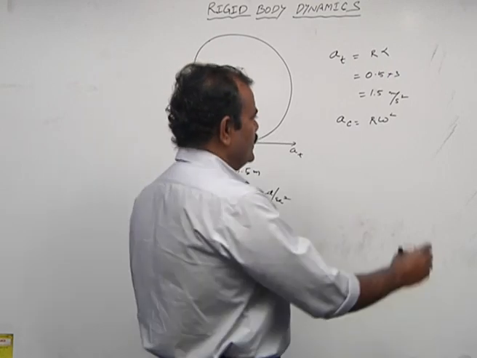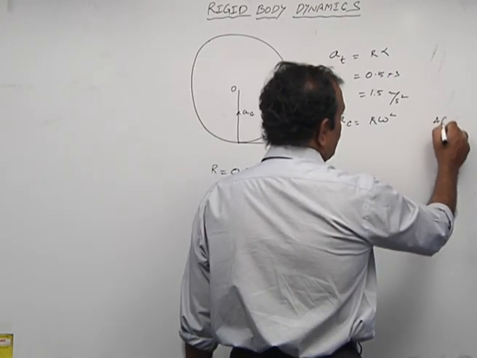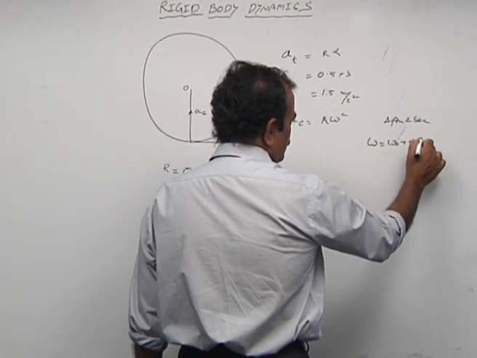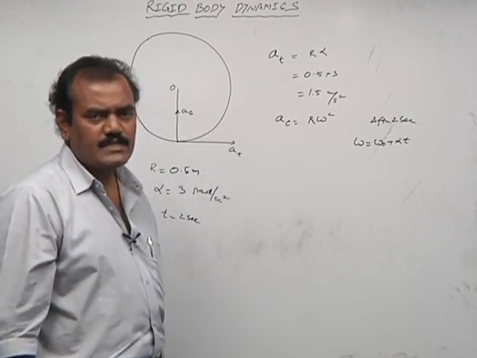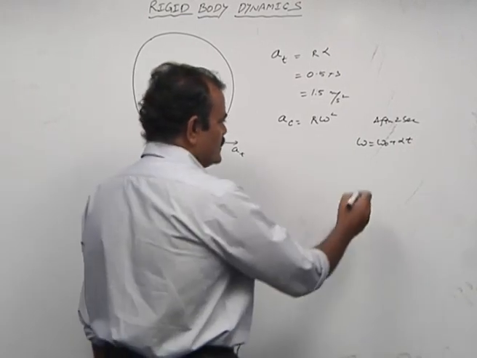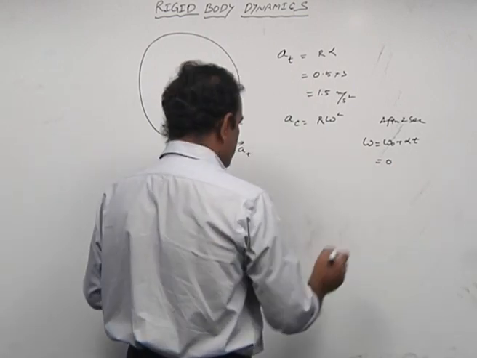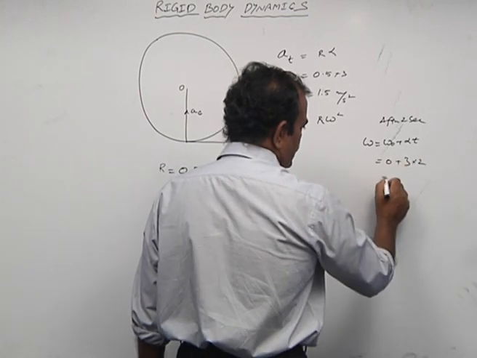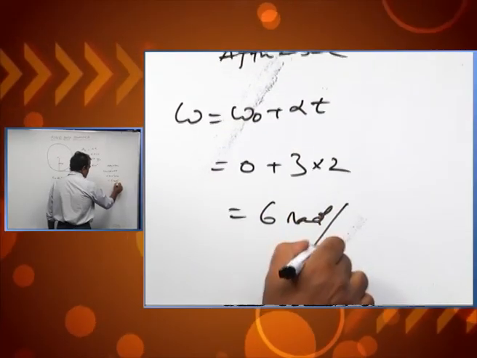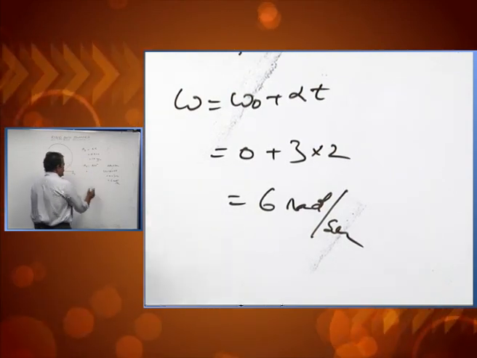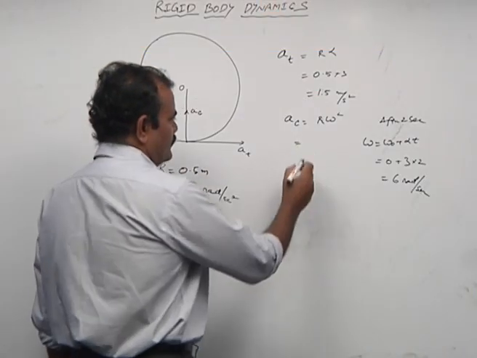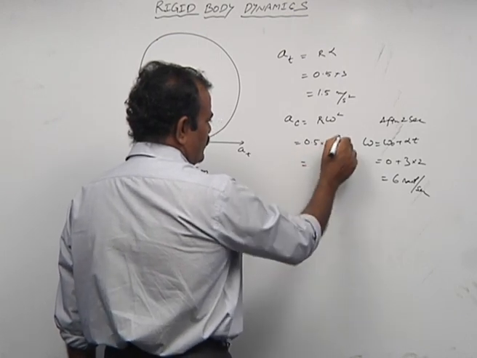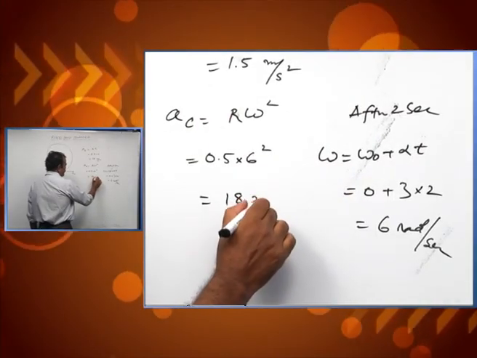To find omega after the 2 seconds, omega is equal to omega naught plus alpha t. Omega naught is 0, alpha is 3, and t is 2 seconds, so omega is 6 radians per second. Then r omega square is equal to 0.5 times 6 square, so it will be 18 meters per second square.